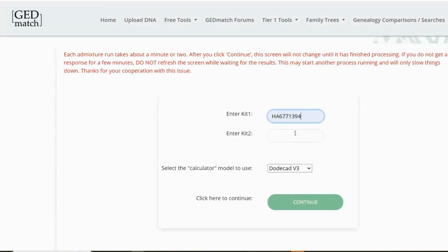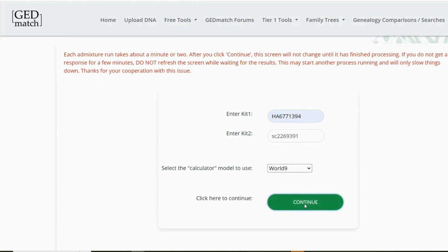So my kit, and now give me your kit again, Zoila. 2269391. And do we keep Dodecad as the option? No, World 9. World 9, right there.